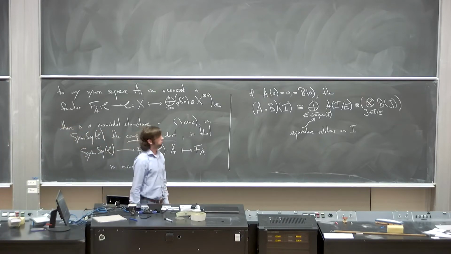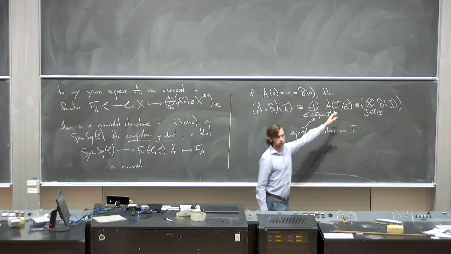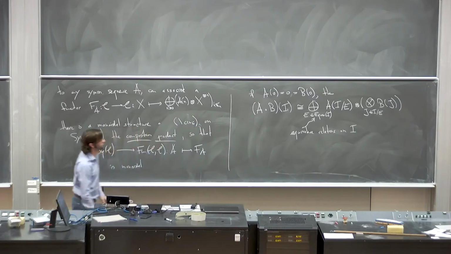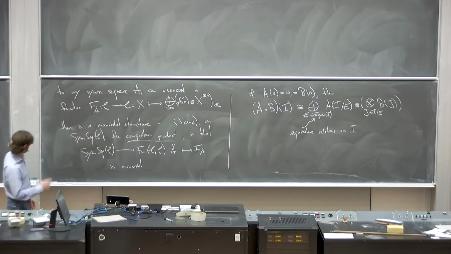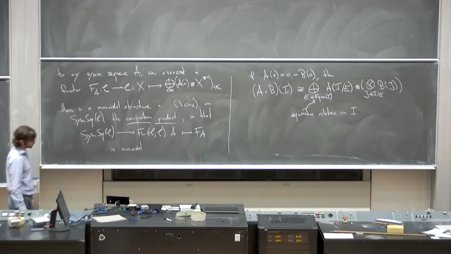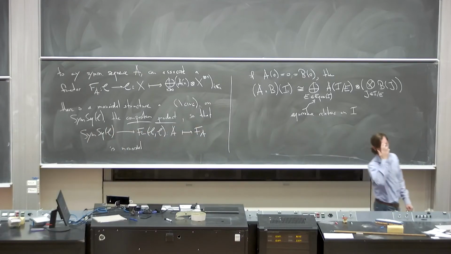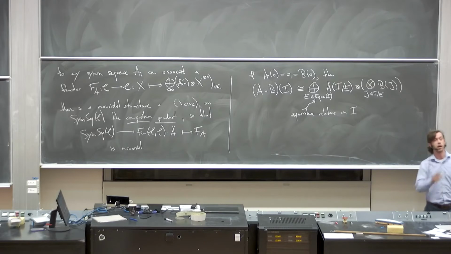It's definitely not symmetric, very much not. You can also see that from this formula. The composition of functors, of course, is not symmetric. I will say something about the Day convolution, but this is not the Day convolution. Okay, so if you have this monoidal structure set up on symmetric sequences, it makes sense to speak of monoids and comonoids. Yeah, question?